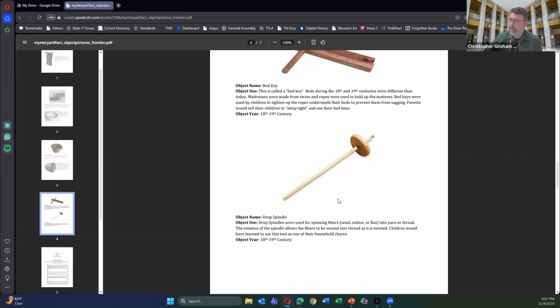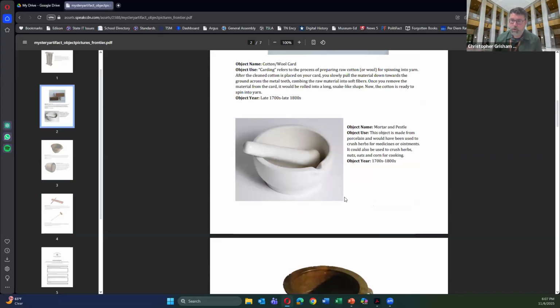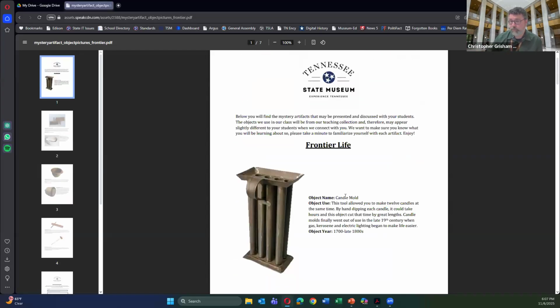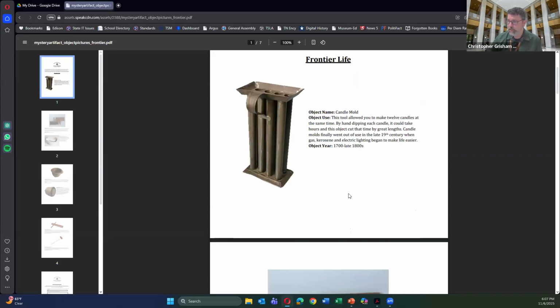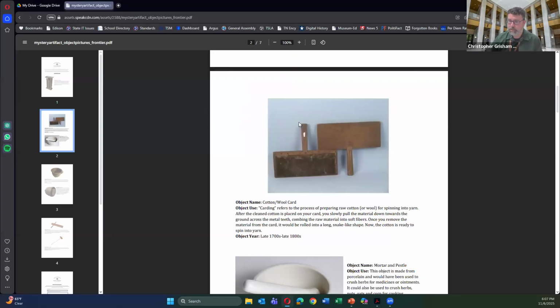So we would have the kids analyze each of these objects and then put them all out in front of them. And what stories can you tell with this? There are several. It doesn't have to be just one thing. Generally, you can talk about chores on the frontier. Candle making is a chore. You need candles because you don't have electric lights. You have to be able to see away from the fireplace somehow. Candles are going to be very important.